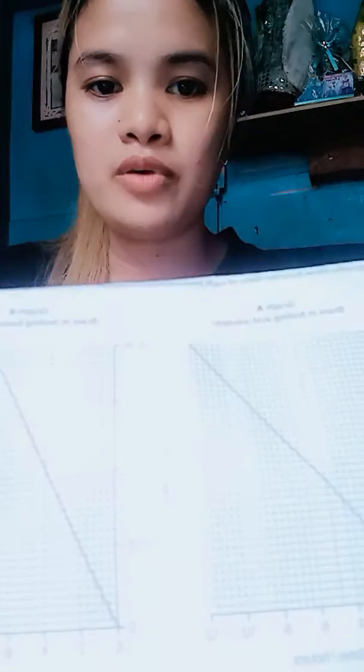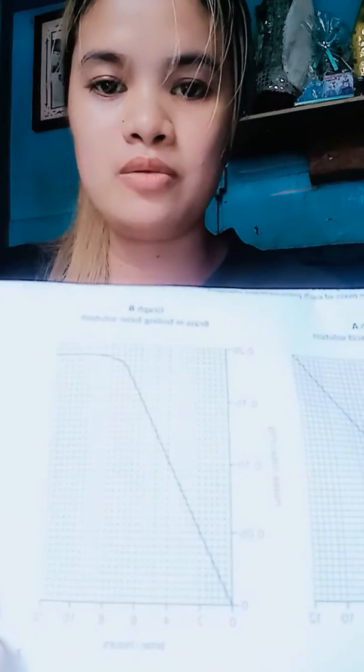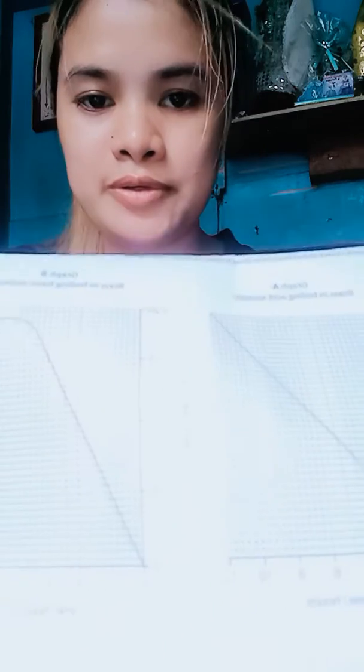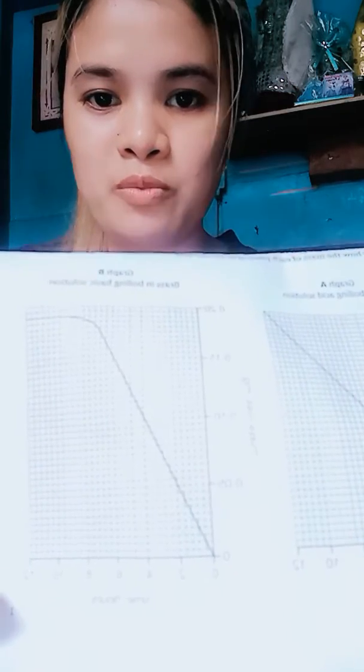For number 1, identical pieces of brass were placed in two different boiling liquids for 12 hours. The graphs show how the mass of each piece of brass changed. So we have two graphs here, graph A and graph B. For graph A, we have a brass in boiling acid solution, and for graph B, we have a brass in boiling basic solution. Where is the question for letter A?